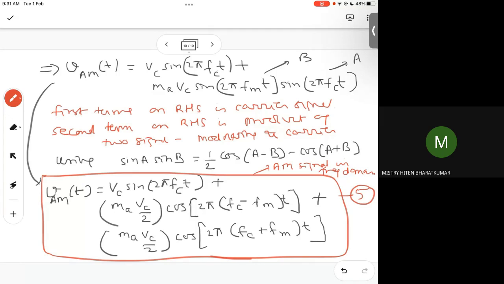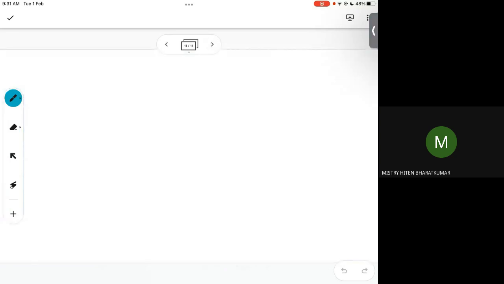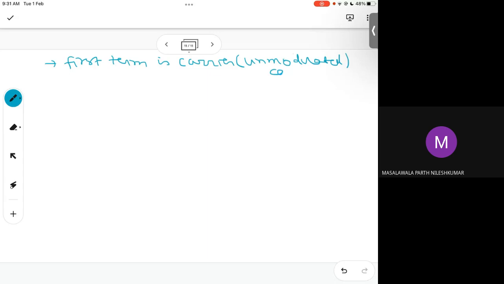So it depends upon the modulation index. Now here we have got two extra frequencies, which I highlight using this one, this one, and this was my original. So let me see what I could write out here. First term is your carrier signal, unmodulated. One minute, let me finish this, then you can ask. Carrier.